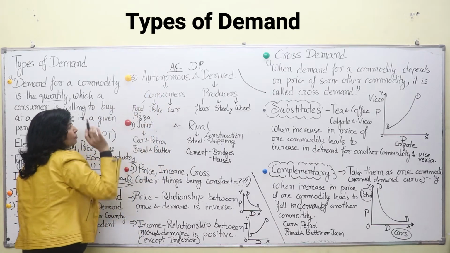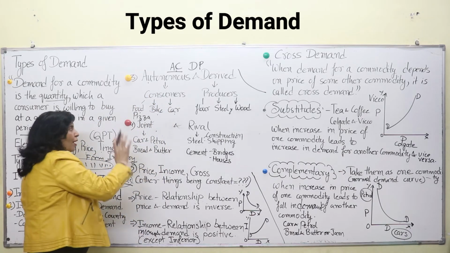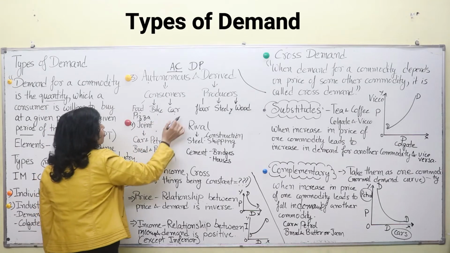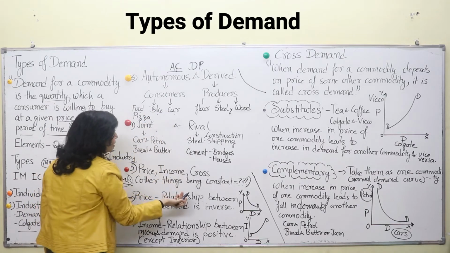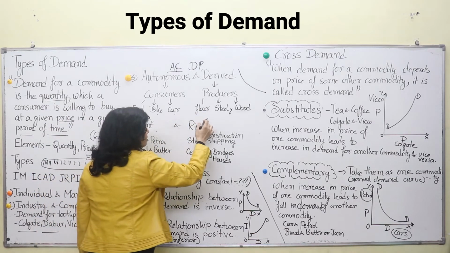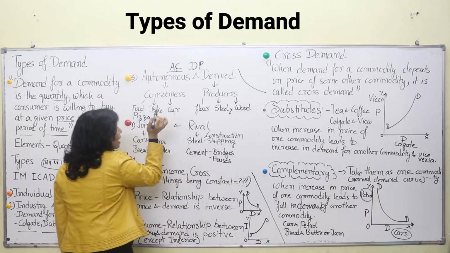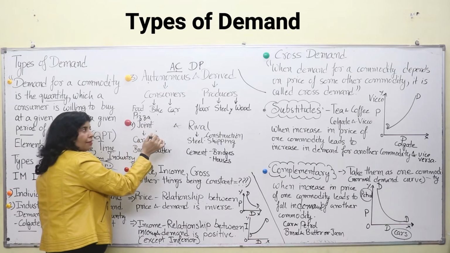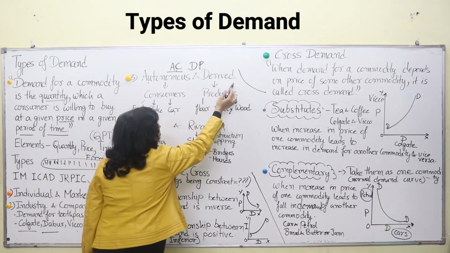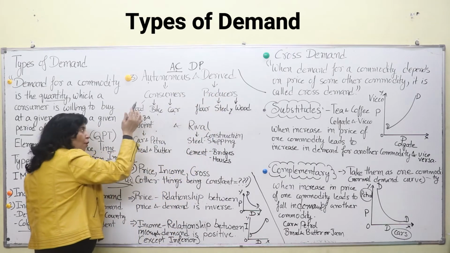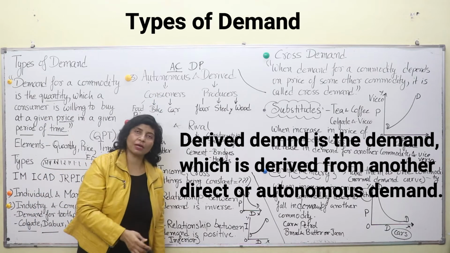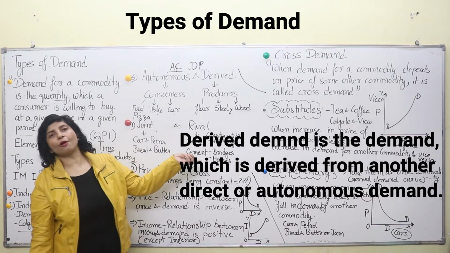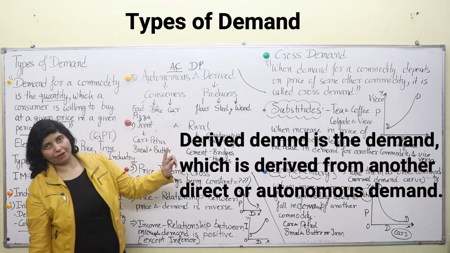Right? Then when we produce all these things, who produces them? Producers produce, and they need some raw material. So the demand for raw materials, which arises due to the demand for these commodities in order to produce them, is known as derived demand, because it is derived on the basis of this autonomous demand. So demand which is derived from the demand for other commodities is known as derived demand.